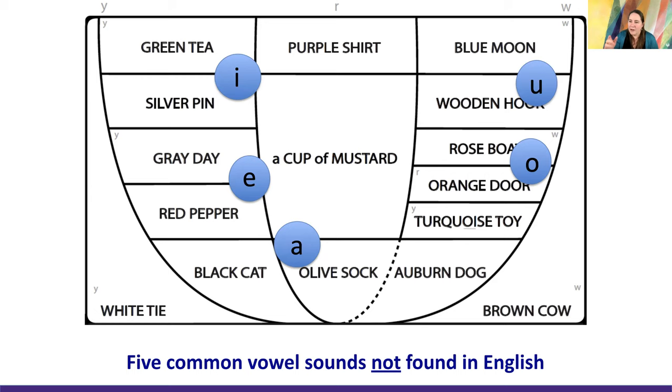So these are the anchor phrases of the color vowel chart. And we can start to say, if a learner says pepper, are they saying gray day paper? Or are they saying red pepper? Can you hear that ambiguity in there? It starts to be tricky.